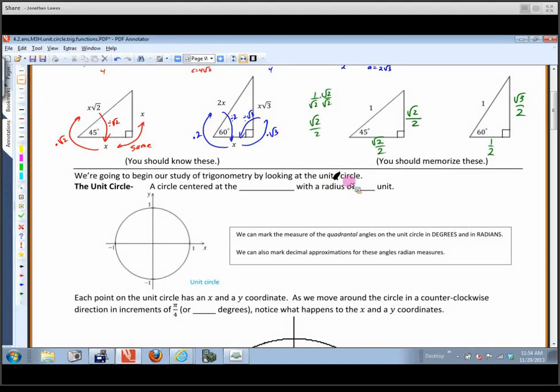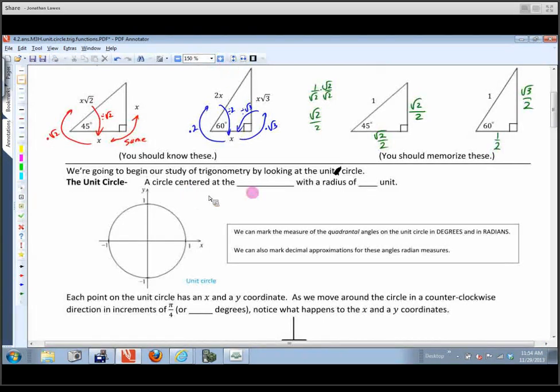So let's talk about what the unit circle is. Unit circle is pretty easy. It's almost self-explanatory in the name. The unit circle is a circle that's centered at the origin, so we put it in a nice convenient location, with a radius of exactly 1 unit. So we go 1 unit in each direction. So that graph that we came up with in the starter question, that is the unit circle.